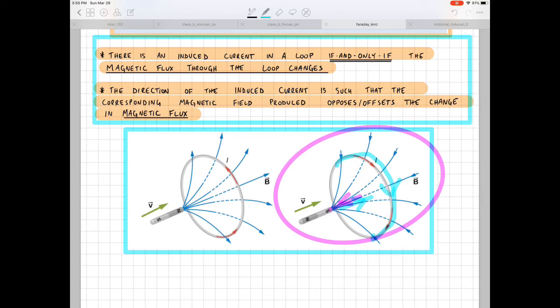Right? So using Lenz's law, you can immediately determine whether or not there's an induced current and what the direction is, and then you can move over to Faraday's law, actually quantifying what that current has to be by estimating or determining the rate of change of the magnetic flux.